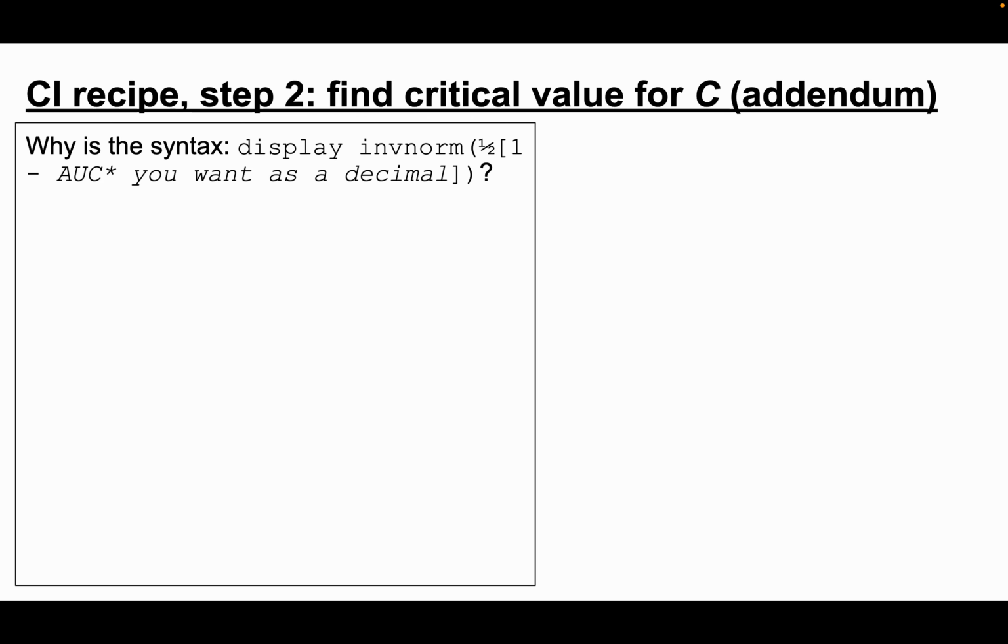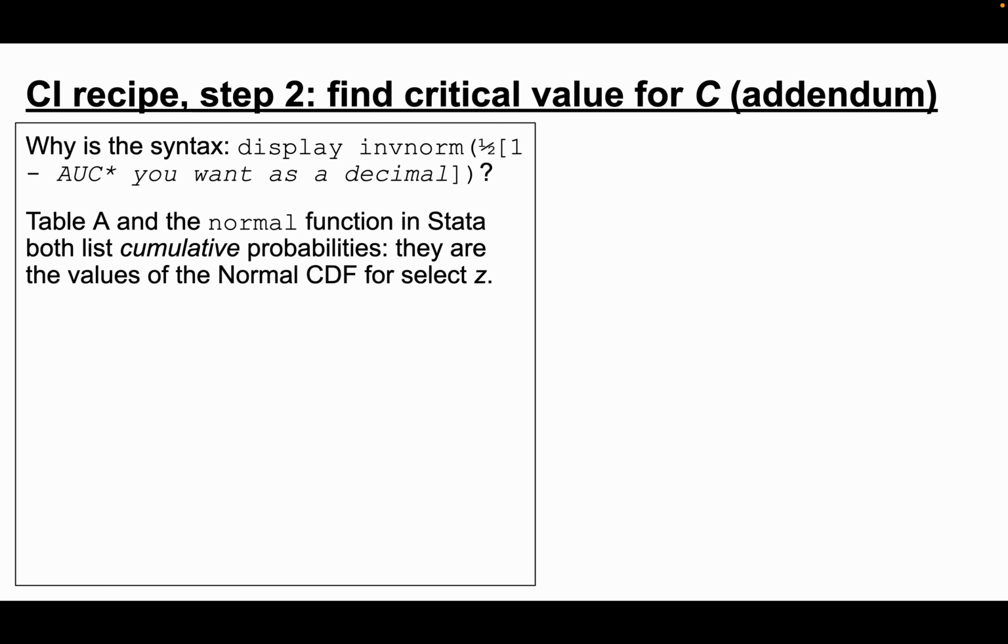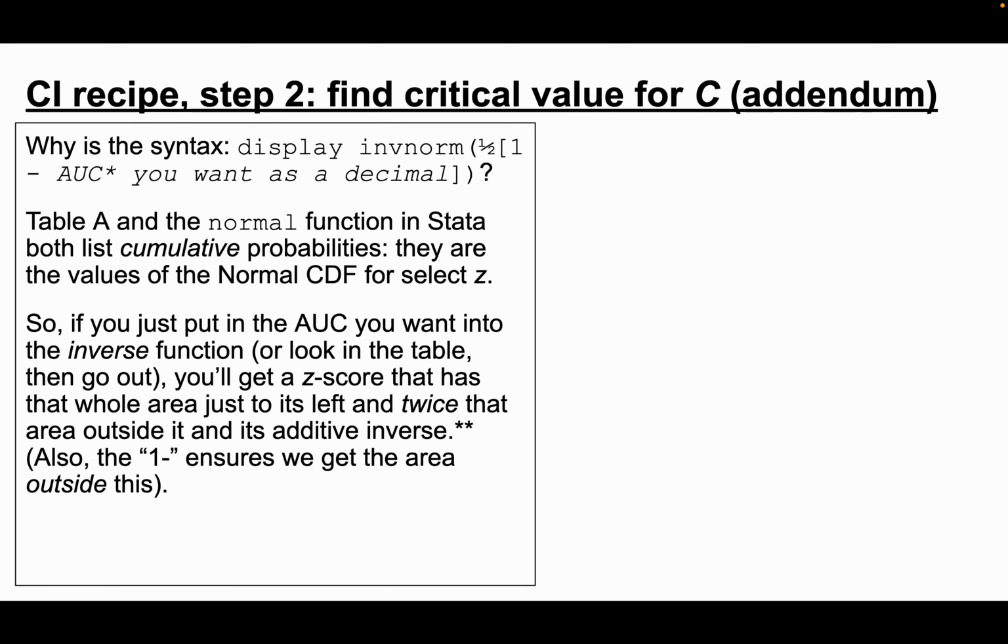So why is the syntax what it is? Well, there's kind of two components, and both are explained by this fact. Table A and the normal functions both list cumulative probabilities, so they are values of the normal cumulative distribution function for select z. So if you put in the area under the curve you want into the inverse function, or look in the table and then go out, you'll get a z-score that has the whole area to its left and twice that area outside of it in its additive inverse. Additive inverse is a fancy name for the negative version of a number.